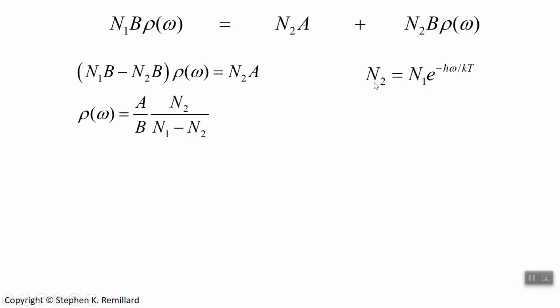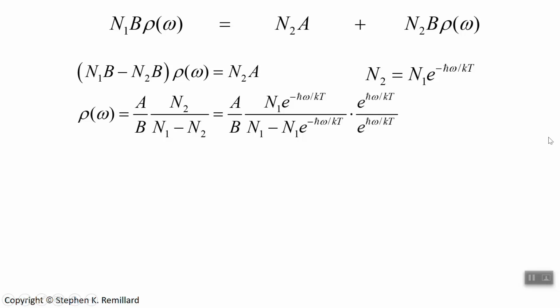Put that in for N2, and that way you eliminate N2, and you just have N1, but you can cancel out because it's everywhere. And then I will do what I often do and multiply this expression by 1. And today's choice of the number 1 is the ratio of e to the h bar omega over kT over e to the h bar omega over kT. That allows me to further simplify the argument to this expression. Keeping A over B outside some parentheses, inside the parentheses we have this expression.